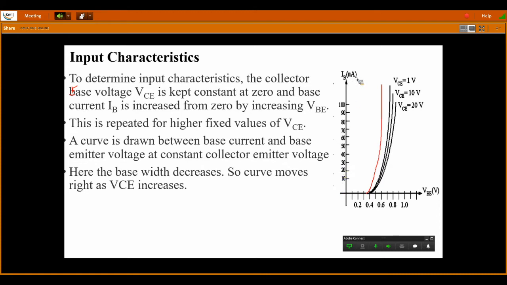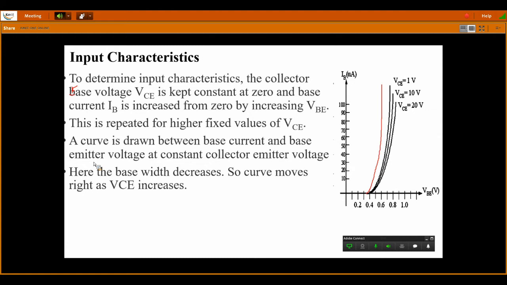I represented it in microamps, as we already know that in a transistor the base current is always very small, because the base region is lightly doped. The carriers available in the base region are very few, and the base to emitter junction is forward biased. Hence the current is around 10 to 100 microamps, 100 to 200 like that. Based on this base current, we would have your collector current. So a curve is drawn between your base current and your base to emitter voltage at a constant collector to emitter voltage, which defines the input characteristic.